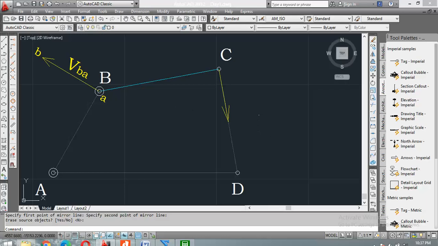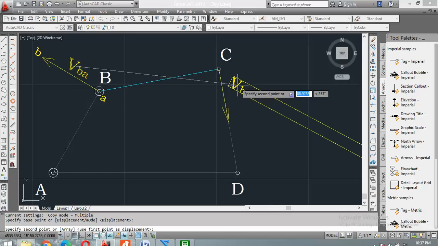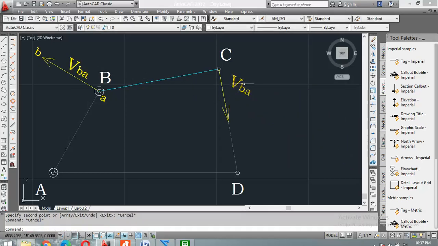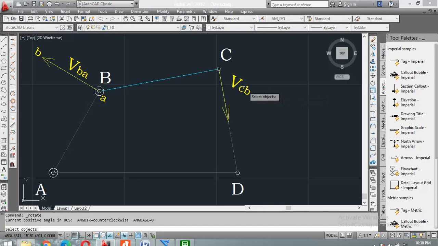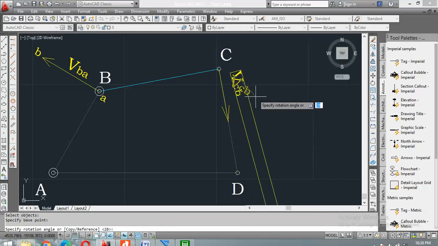Okay, चलो, so I want to give a name to this vector. This vector represents velocity of point C with reference to B. So what should be the appropriate name to mark this velocity vector? Yes, this vector represents velocity of C with reference to B. So let me write down velocity VCB. I am giving the appropriate name as VCB.